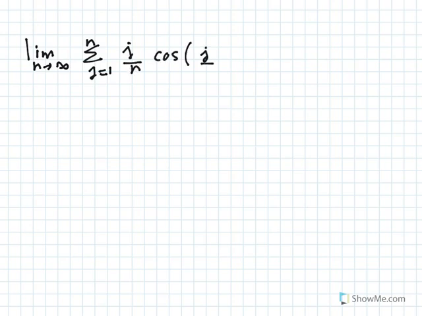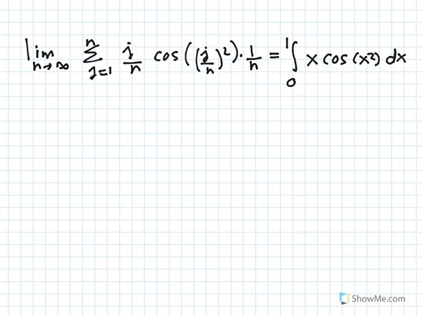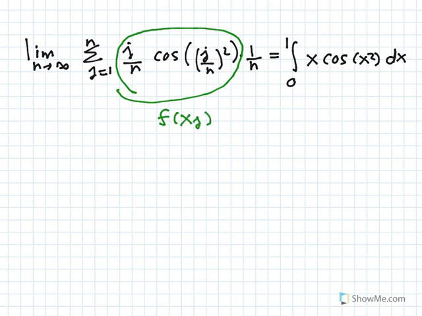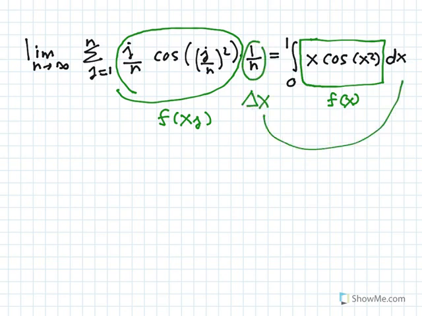Alright, so now we can clearly see that we can transform the Riemann sum to a definite integral. So we can rewrite limit n goes to infinity, j goes from 1 to n, j over n, cosine of j over n all squared times 1 over n. That's equal to the integral from 0 to 1 of x cos of x squared dx. Now it's clear that this part is f of xj, that's the functional part. And this corresponds to this part of a definite integral, which is f of x. And for the Riemann sum, this is delta x, and that corresponds to dx in a definite integral.